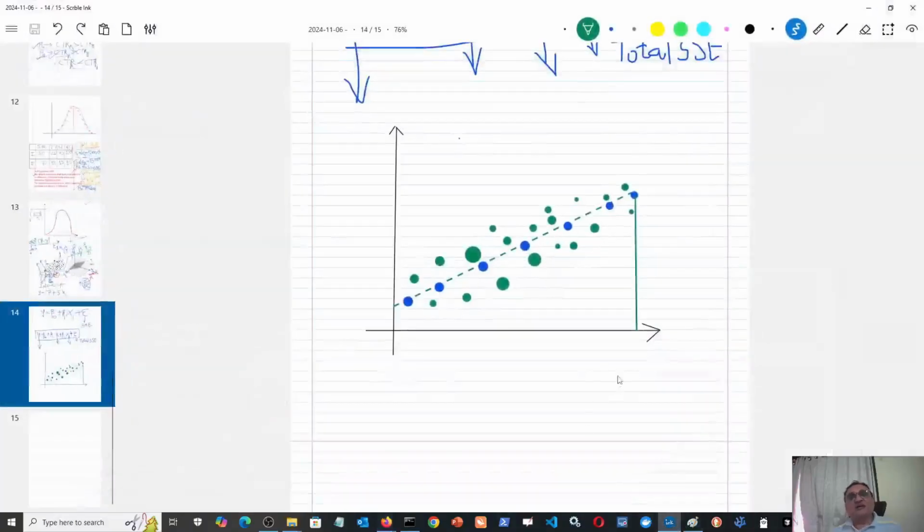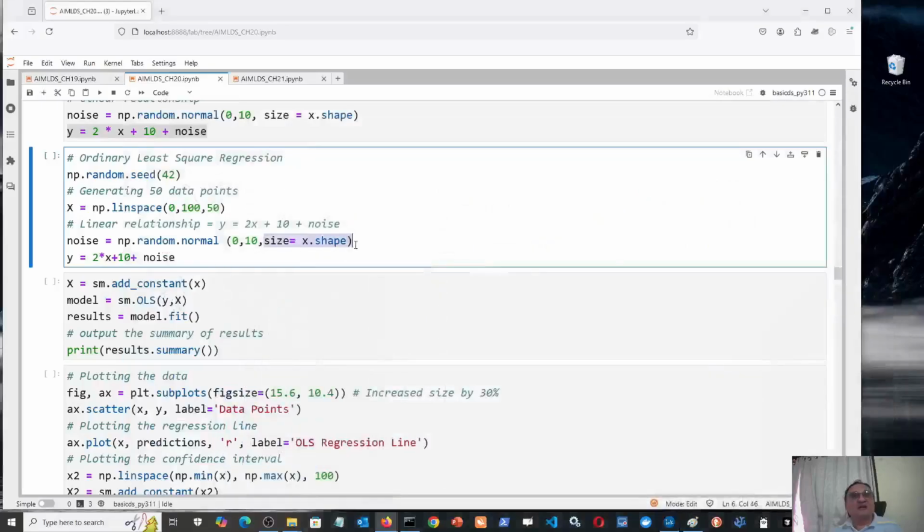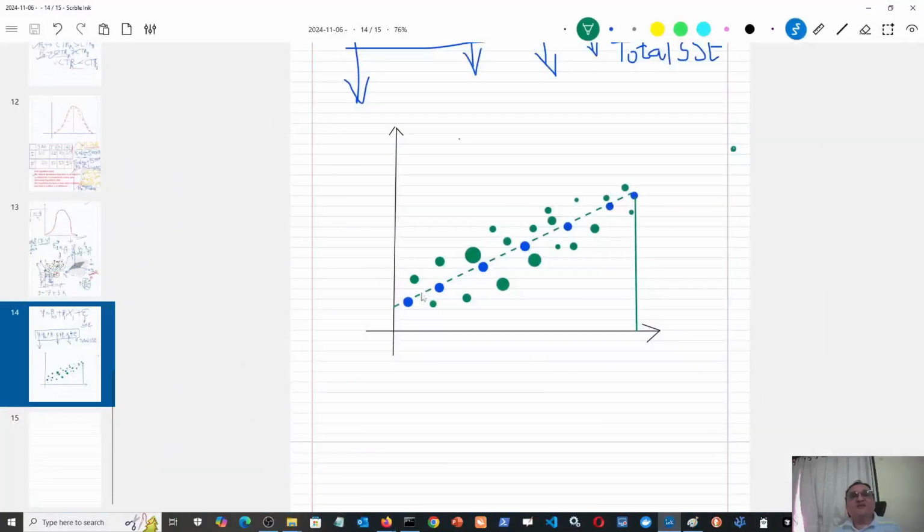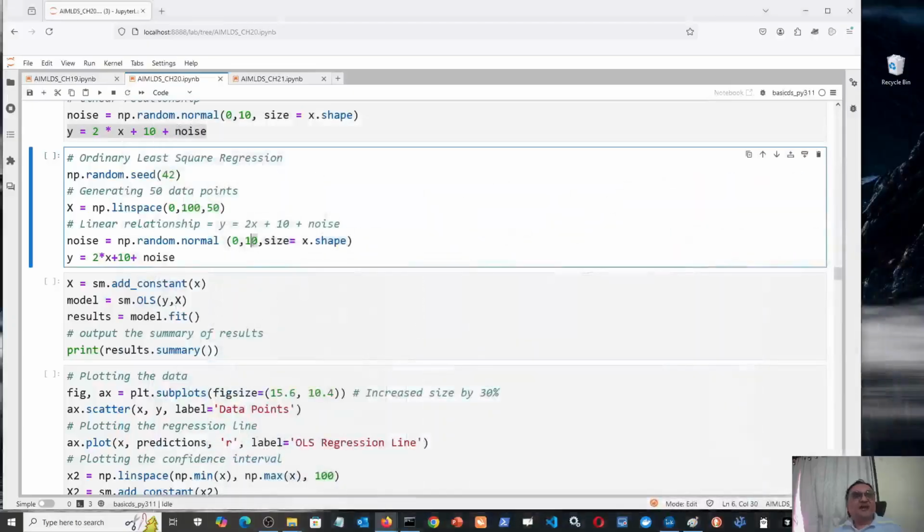Okay, so x.shape means I don't want to generate data points somewhere else. I want my data points to be generated only as long as my x variable is spread. That is why I have limited the size to x.shape. So my normal distribution of those green points should have size equal to x.shape. And I also added 0 to 10 disturbance only, not big disturbance like 0 to 100 or 0 to 80.